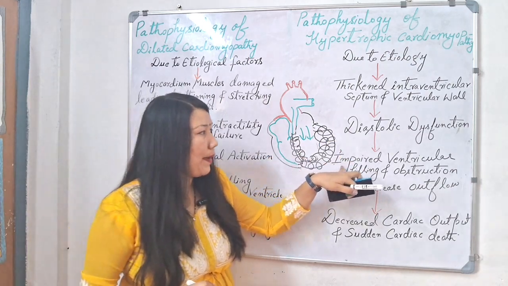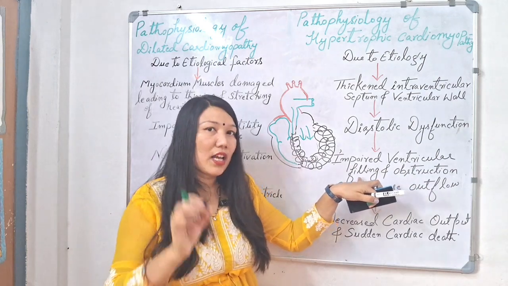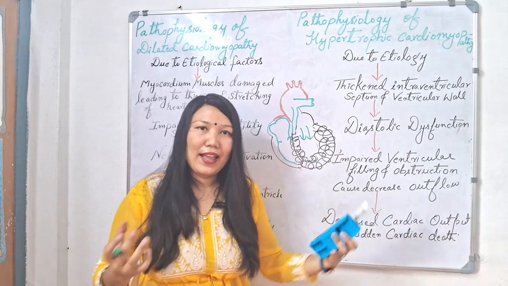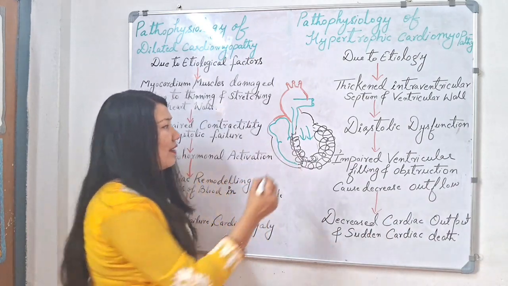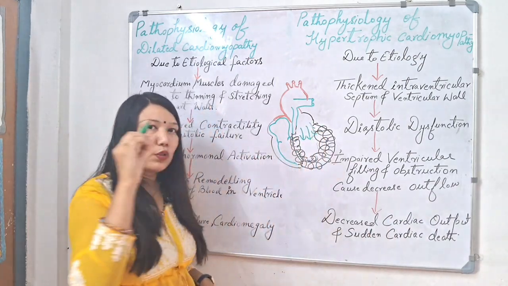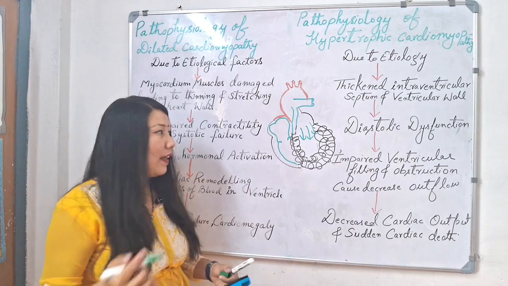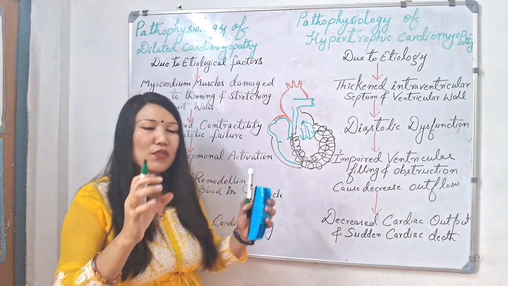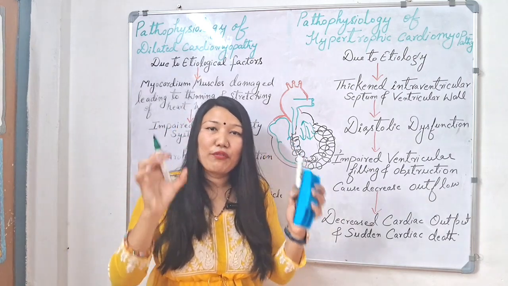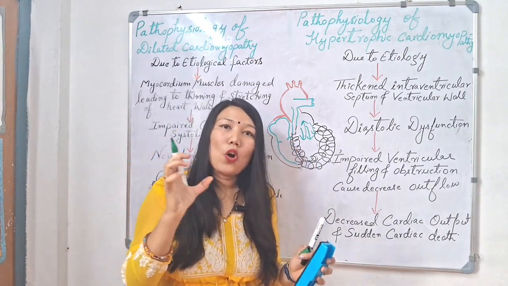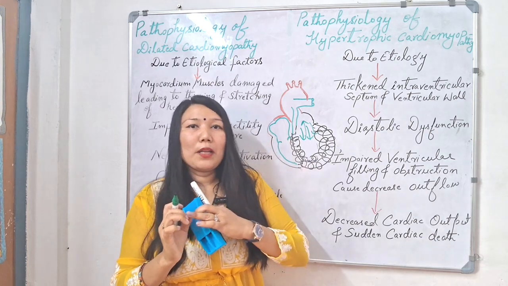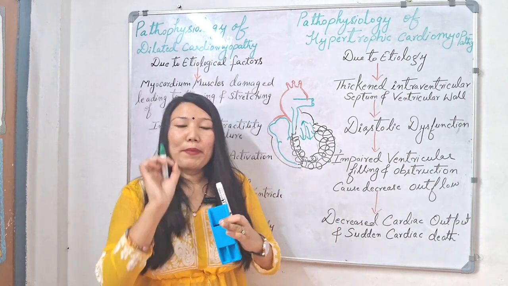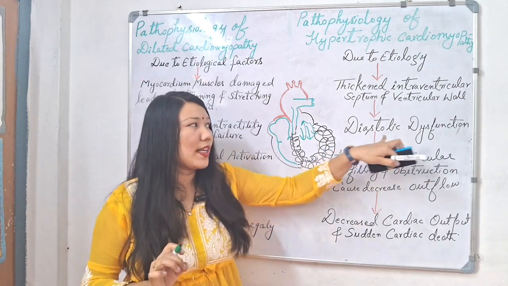Okay, next, impaired ventricular filling. Ventricles are filling less, and obstruction causes decreased outflow. So two things are happening. One is that less blood is coming into this ventricle, and the other is that less blood is going out. Because these ventricles are very thick, very stiff, very hard, they are not able to contract in a proper way and not able to eject this blood out from the ventricle. So the main problem comes from the diastolic dysfunction.